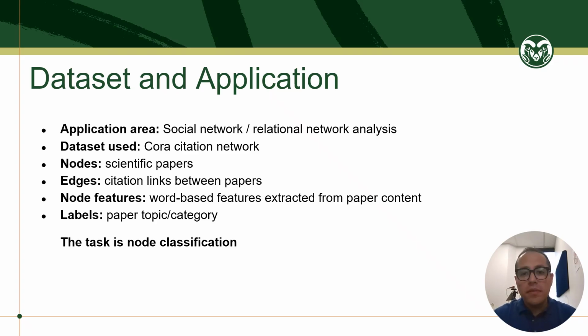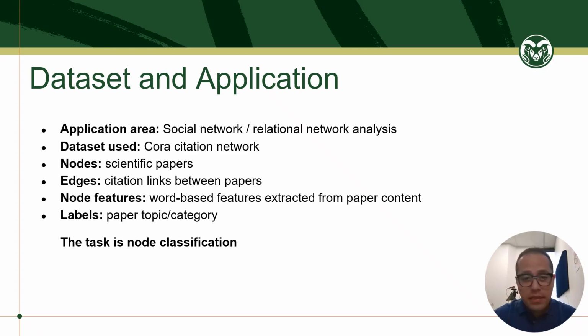The objective of the task is to predict the category or class of each paper based on both its own features and its connections to neighboring papers in the graph. This makes Cora a very suitable dataset for evaluating GNN models, since successful classification depends not only on the content of individual nodes, but also on the relational structure of the network.